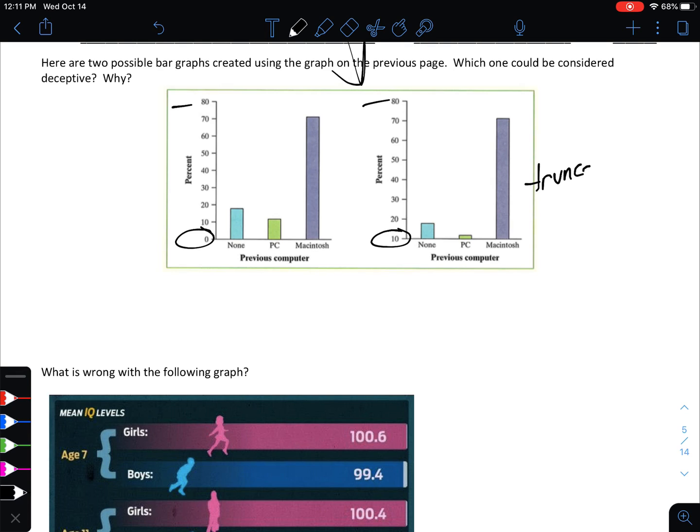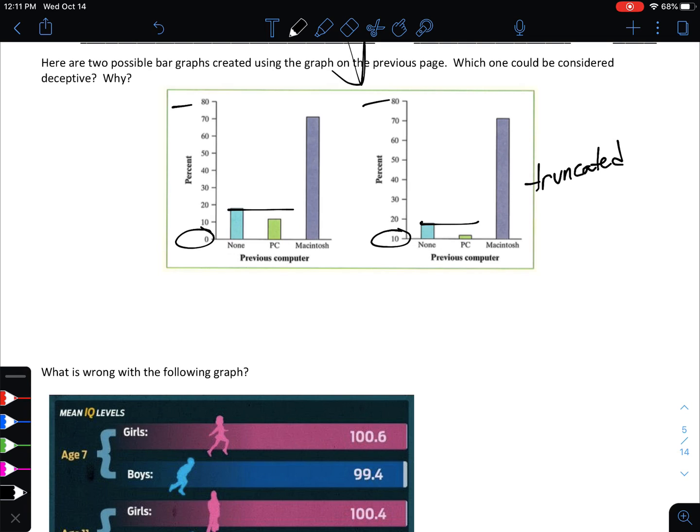The graph on the right actually starts at 10. So the graph on the right is an example of a truncated graph, because you're not starting at 0. And you can see why that's going to be a little bit deceptive. If you're not careful about looking at the labels, you look at PC and it looks almost as if PC is at 0, whereas on the graph on the left, pretty clearly PC is above 10.